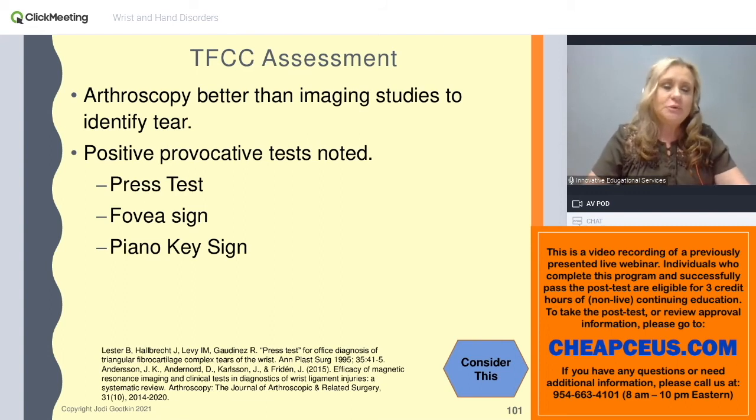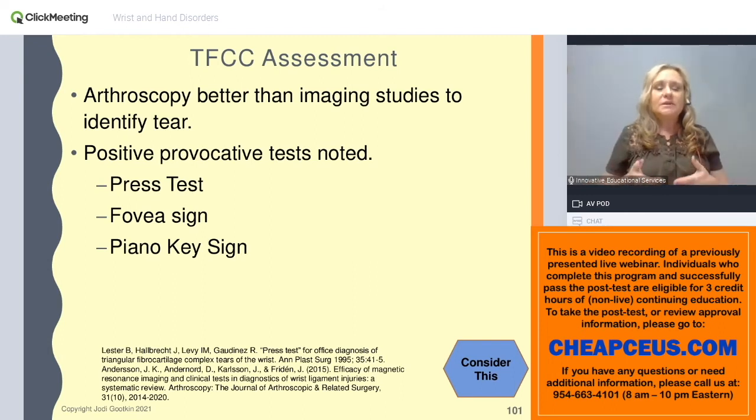Assessment that's going to occur for this diagnosis: arthroscopy, getting in there and actually examining the different structures, is the gold standard for identifying it. However, imaging studies can provide some insight, and there are a couple of provocative tests if you're trying to differentially diagnose your patient.